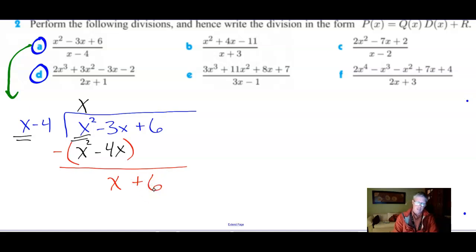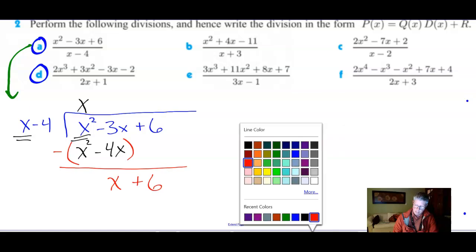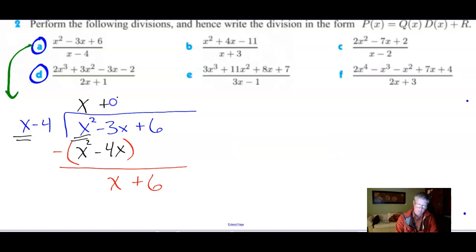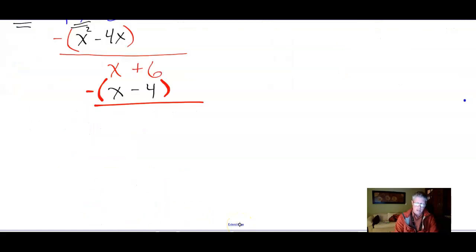Yep. So x times what gives me x? So now the problem starts over. Now we have x plus 6. So x times what gives me x? That's plus 1. Let's be consistent with our color up here. When we multiply that times that, we get x minus 4. We subtract this. And x minus x is 0. Mission accomplished. 6 minus a negative 4 is 6 plus 4, or 10.